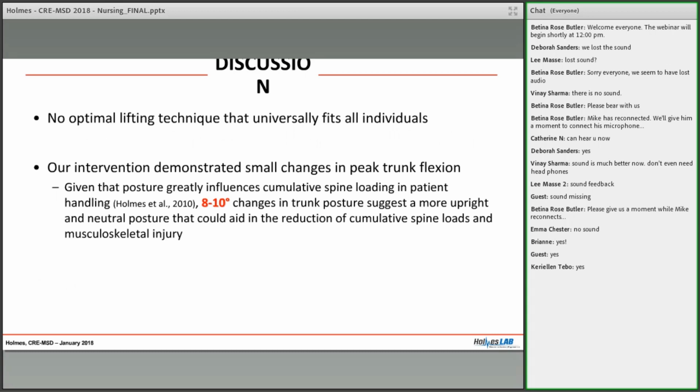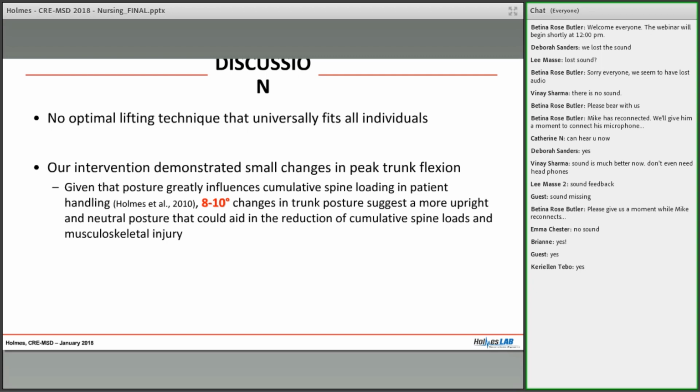I think it's important to remind people, as we start to think about this work, that there's not necessarily an optimal lifting technique that universally fits all people. So with that in mind, though, we found that there were 8 to 10 degree changes in trunk posture, in particular for trunk flexion and rotation.